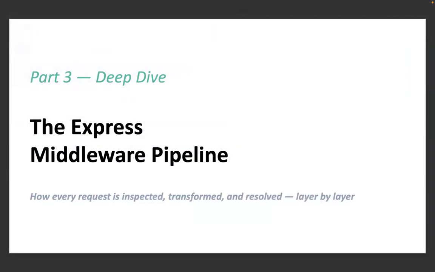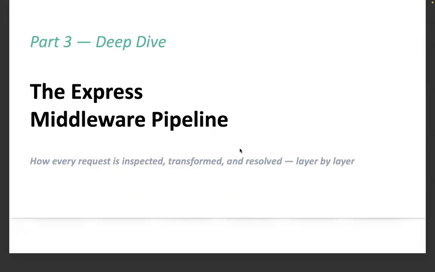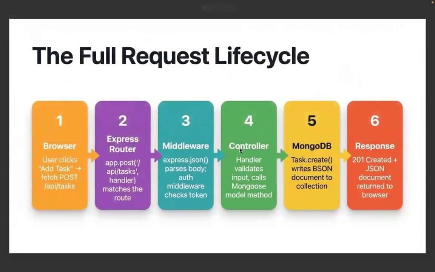And for our next part, deep dive, I want to focus on the Express middleware pipeline. This is crucial because it will tell how every single request is inspected, transformed, and resolved layer by layer. So let's trace exactly the life cycle of a request.